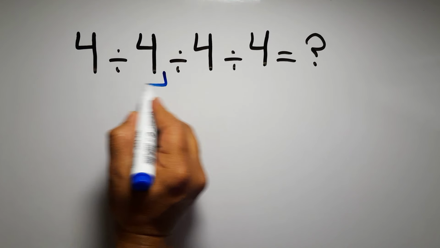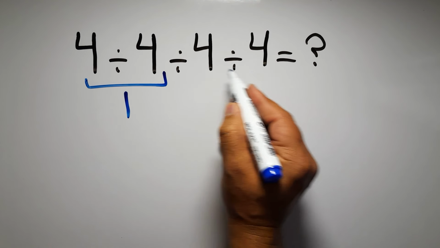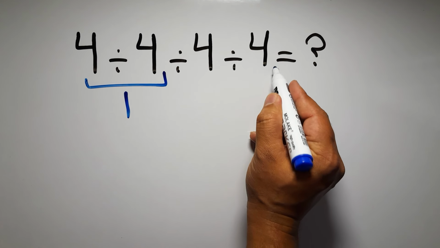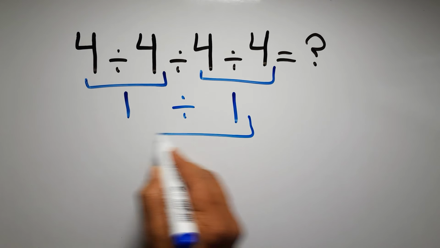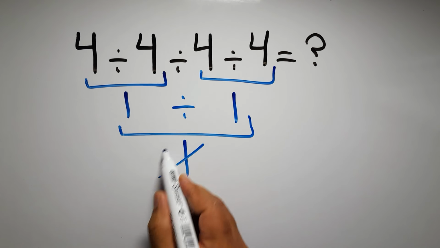4 divided by 4 gives us 1. And again here we have 4 divided by 4. So 1 divided by 1, which equals 1. But this answer is not correct.